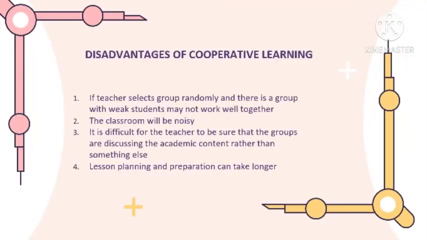The disadvantages of cooperative learning. Number 1. If the teacher selects groups randomly, a group with weak students may not work well together. Number 2. The classroom will be noisy. Number 3. It's difficult for the teacher to be sure that the groups are discussing the academic content rather than something else. Number 4. Lesson planning and preparation can take longer.